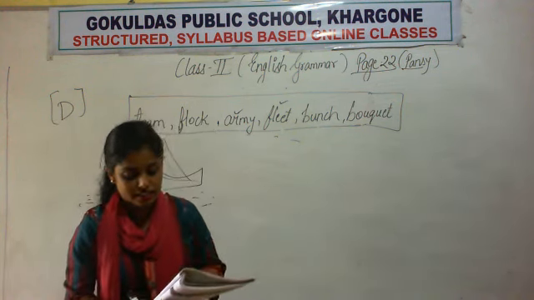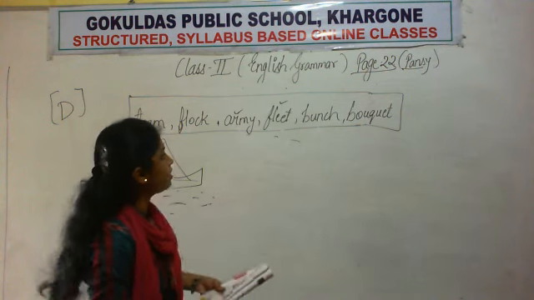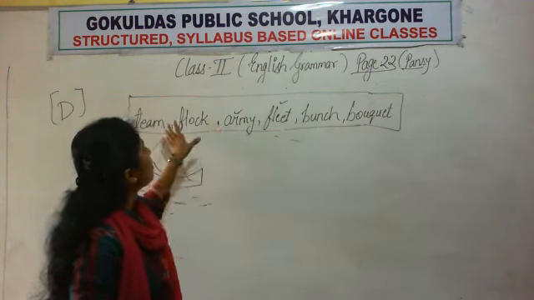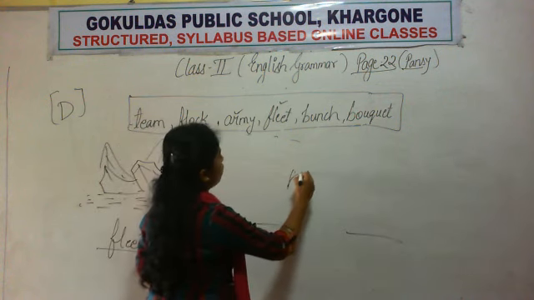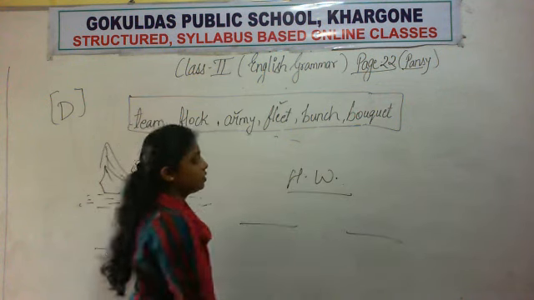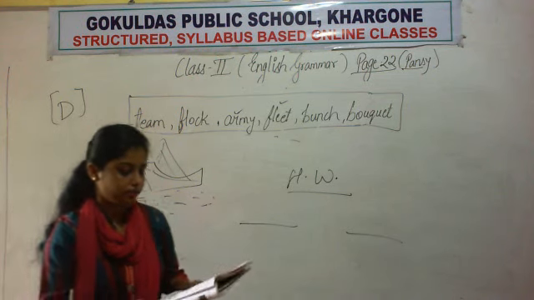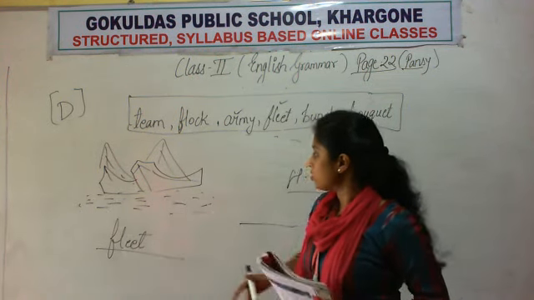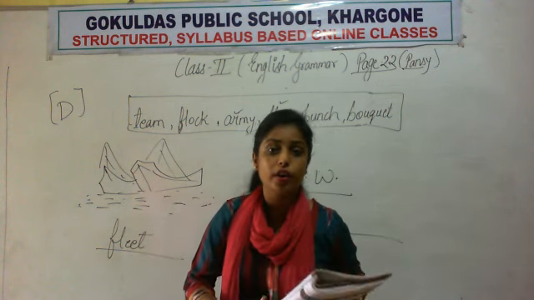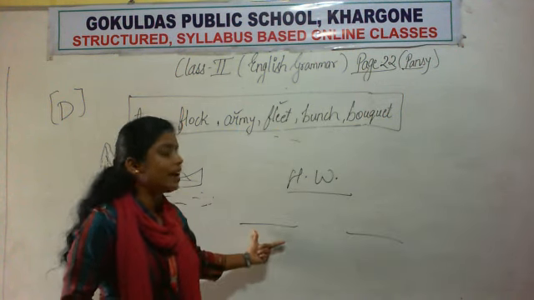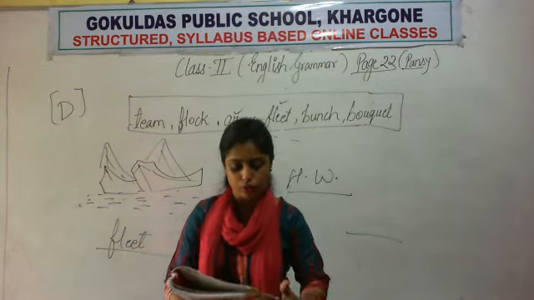Then the other two are homework for you. The group of birds and the group of players. Only two are remaining. The other two are homework for you. Do it and better send it to me. So the group of ships is called a fleet. What do we call a group of birds? You will write it here in the homework. What do we call a group of players? You will write it here in the homework.